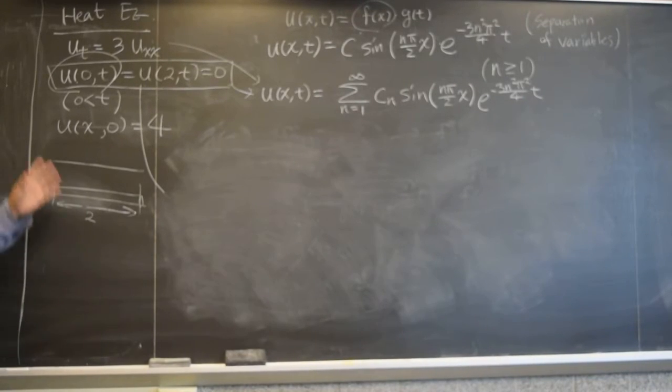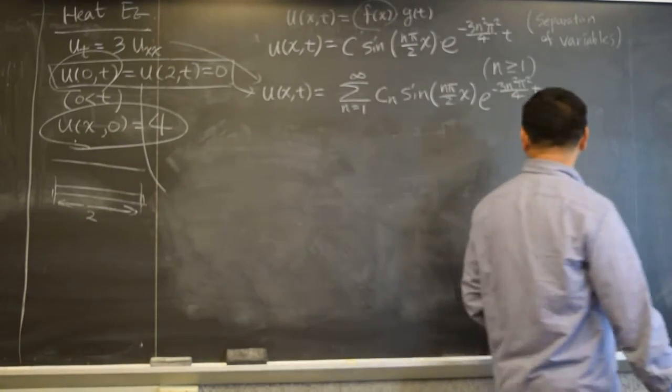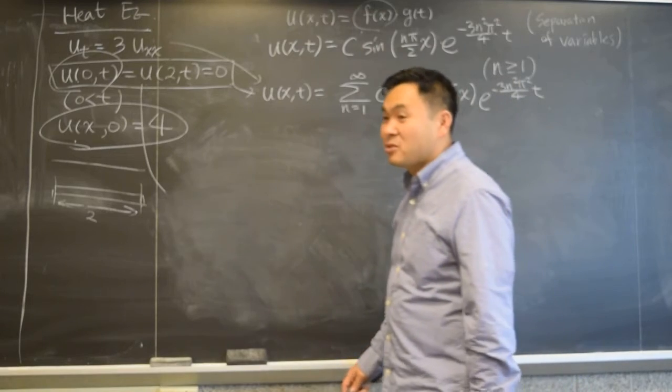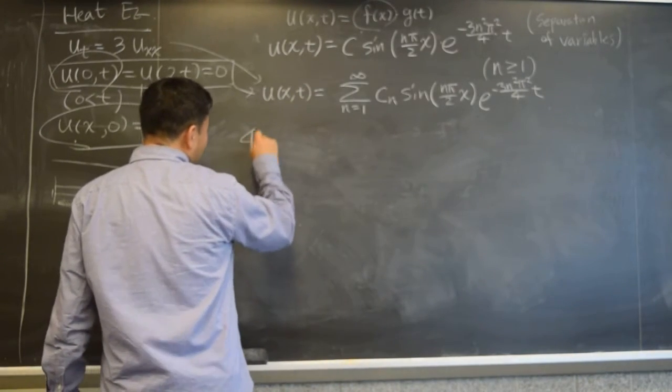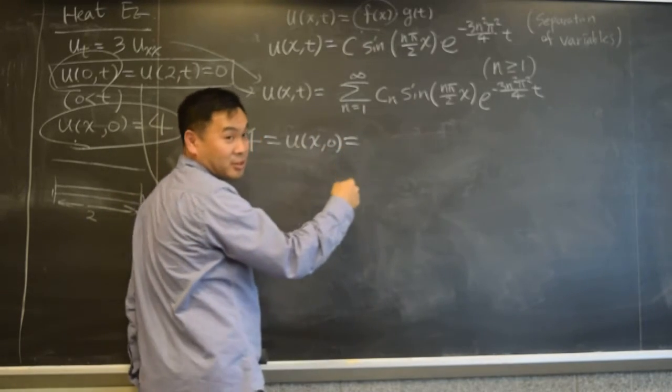All right, so the only thing now left is this. How should we make that work? We just apply it, right? So what do we do? 4 equals u of x0. What's u of x0? Just plug it in here, right?